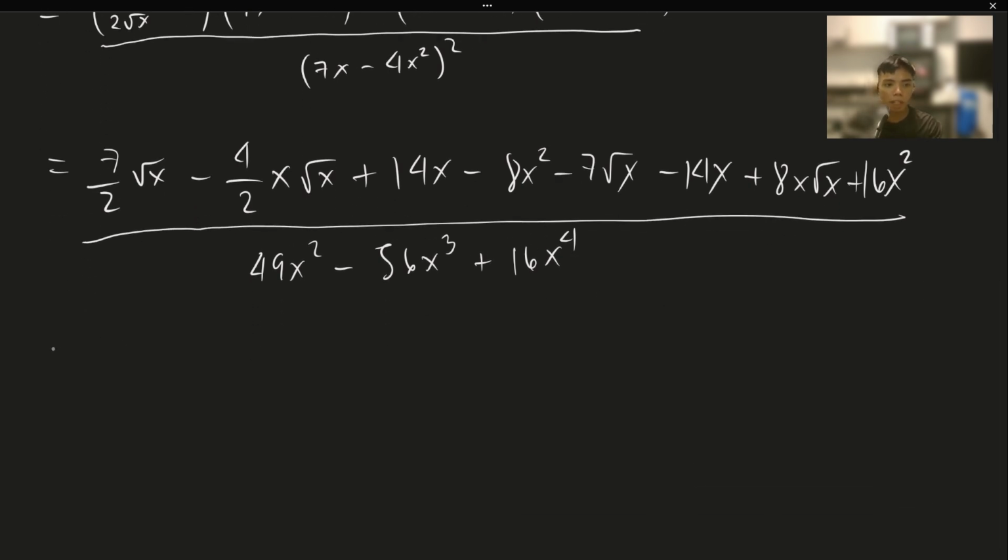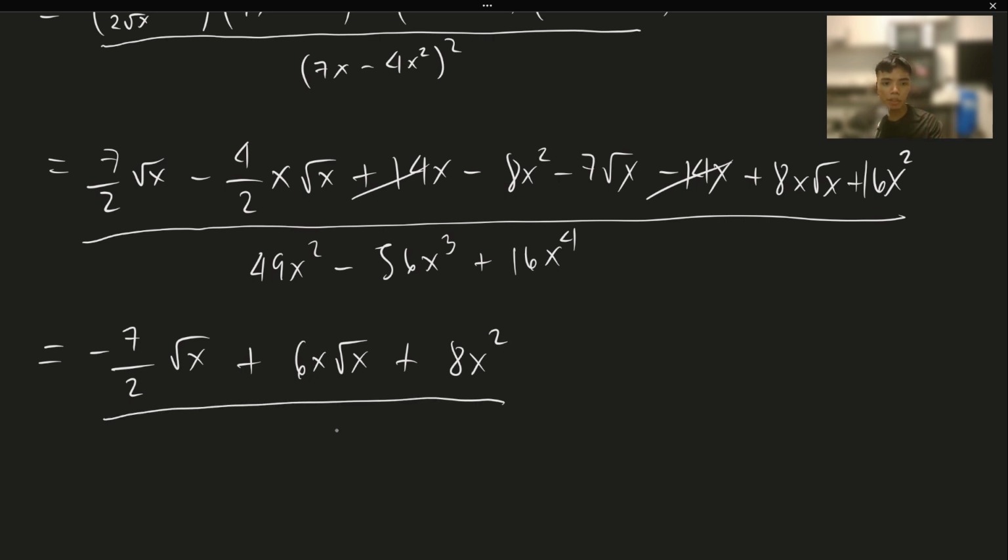Now we can simplify this further by combining like terms. So first we have 7 over 2 square root of x, and we have minus 7 square root of x. 7 is simply equal to 14 over 2, so 7 over 2 minus 14 over 2. That's negative 7 over 2. So negative 7 over 2 square root of x. Next we have this. 4 over 2 is simply 2. So we have negative 2x square root of x plus 8x square root of x. That simplifies to plus 6x square root of x. Sorry. 14x is cancelled out by our negative 14x. And negative 8x squared plus 16x squared is simply positive 8x squared.